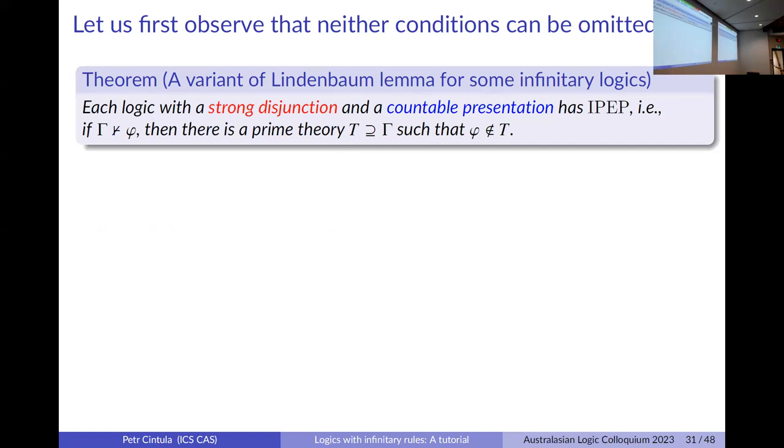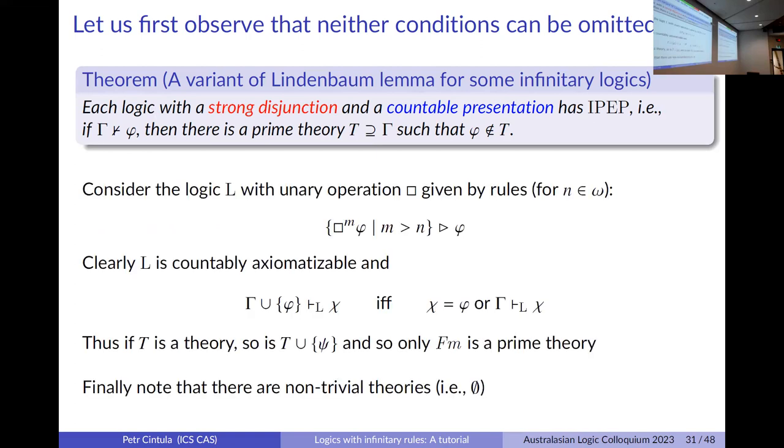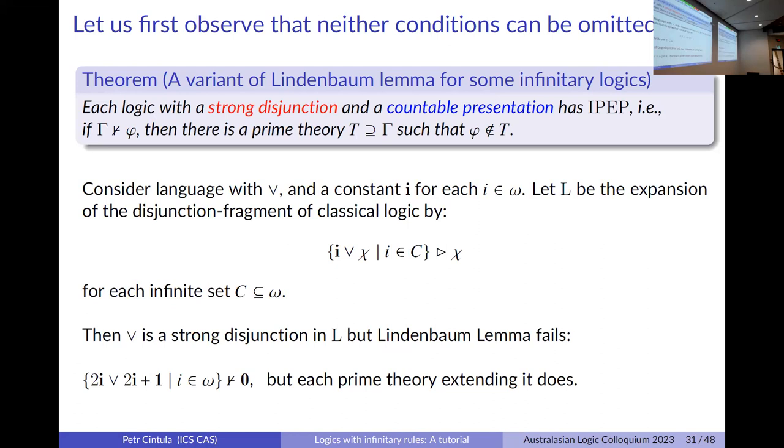So this variant of the Lindenbaum lemma for some infinitary logics was formulated with two assumptions, strong disjunction and countable presentation. There are quite easy counterexamples showing you cannot omit that. So this is an example of a logic which is countably axiomatizable, but doesn't have IPEP. So it means it cannot have strong disjunction. And this is an example of a logic which has a strong disjunction because we basically use this nabla form. So we know it has a strong disjunction. Sorry, these particular forms of rules. So we get a logic with strong disjunction, but not countable presentation, and IPEP fails. So both these conditions, we generalize that, but we cannot go on in generalizing in this direction.